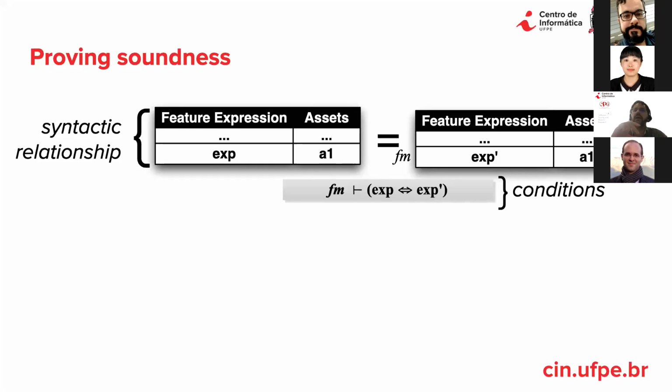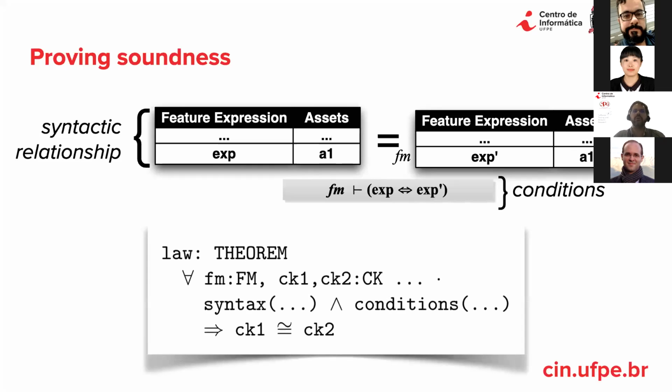So these are those conditions that show up below the transformation. We encode those relationships also as predicates. And for each law, we have a theorem in PVS that states that for any feature model and any configuration knowledge in which those syntactic relationships and those semantic conditions hold, we prove that those are equivalent models, right? So this is performed for each of the laws that we have proposed.